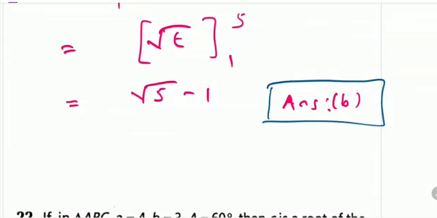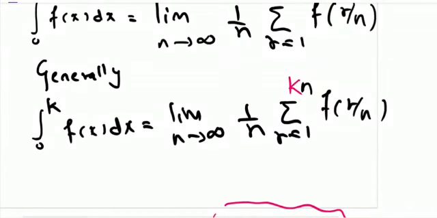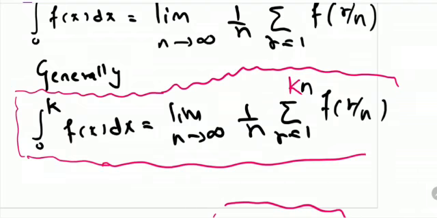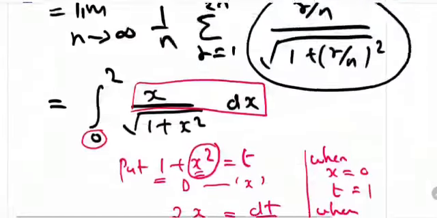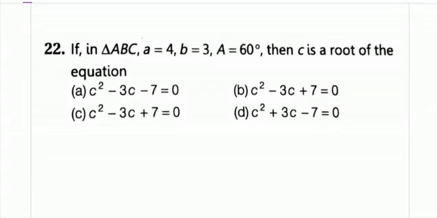Again, a very easy question, but the concept we discussed in the beginning needs to be remembered very nicely: integration from 0 to k of f of x dx is nothing but limit n tends to infinity, 1 by n, summation of r running from 1 to kn of f of r by n, which can be replaced as integral 0 to k of f of x dx. An easy question, but you should recall that concept in the exam very nicely.